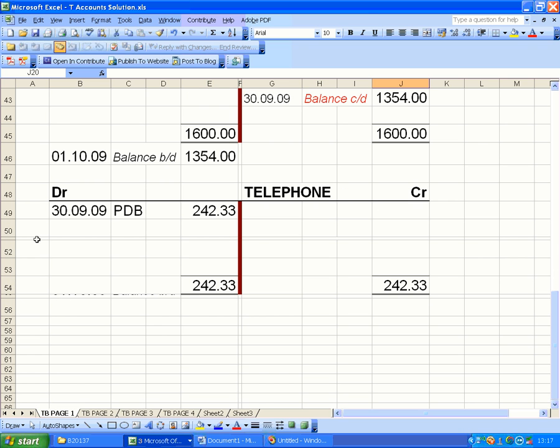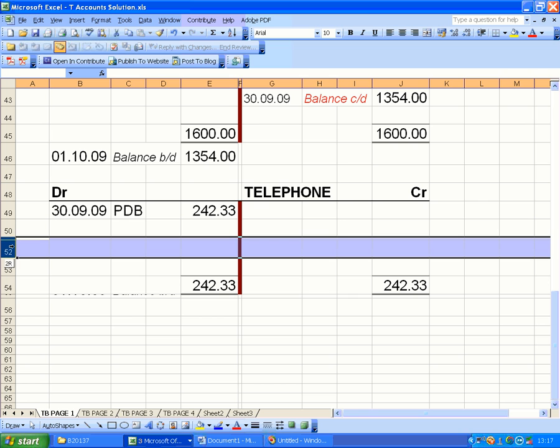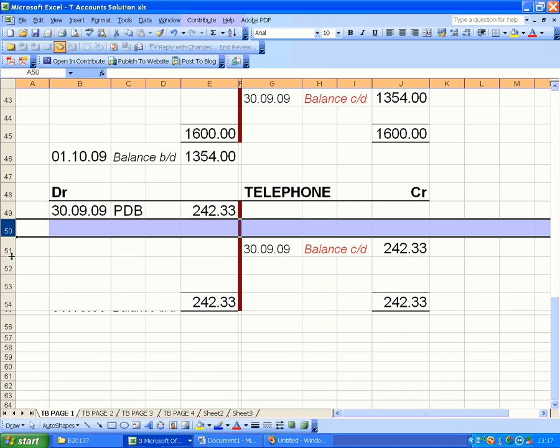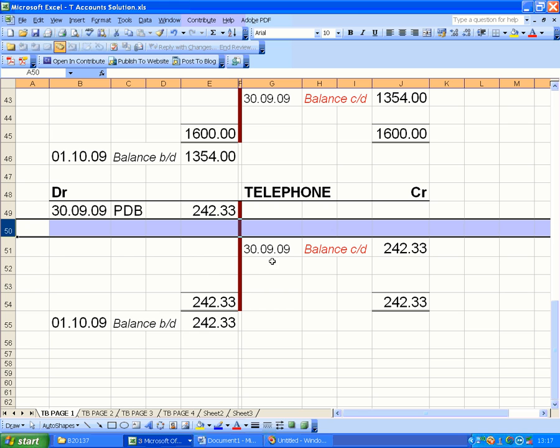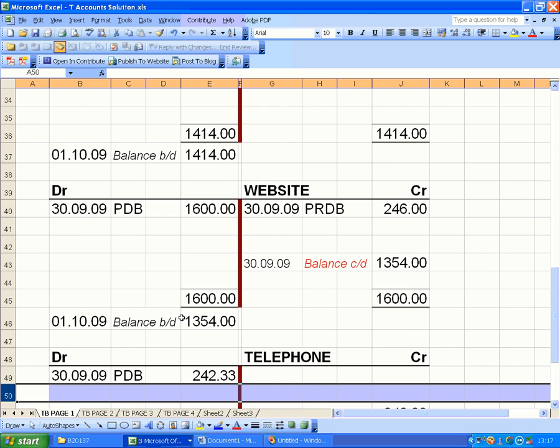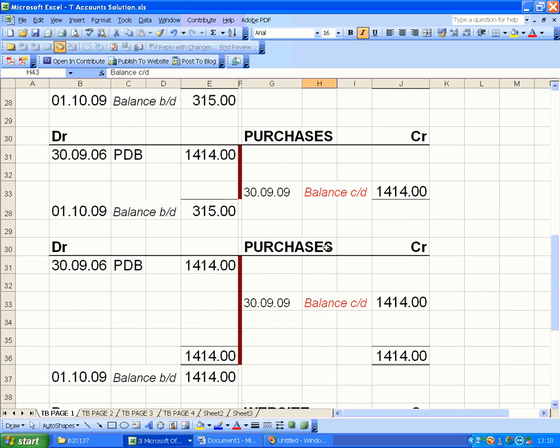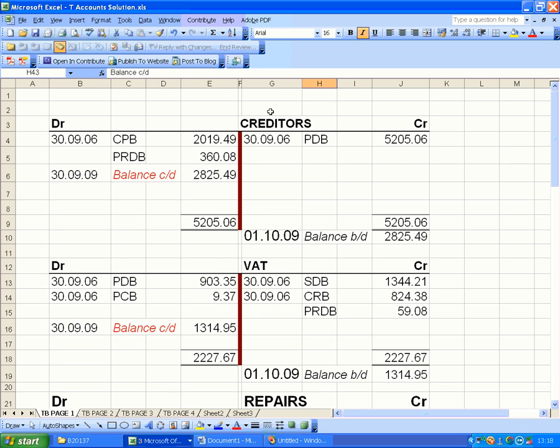and the telephone account, one posting, and we will see the balance will be on the credit side, and again carried down. So once that has been done, again you'll go through all the T accounts, close each T account, determine which balances have to be carried down, that is the difference. This is the opening balance at the start of the next period.